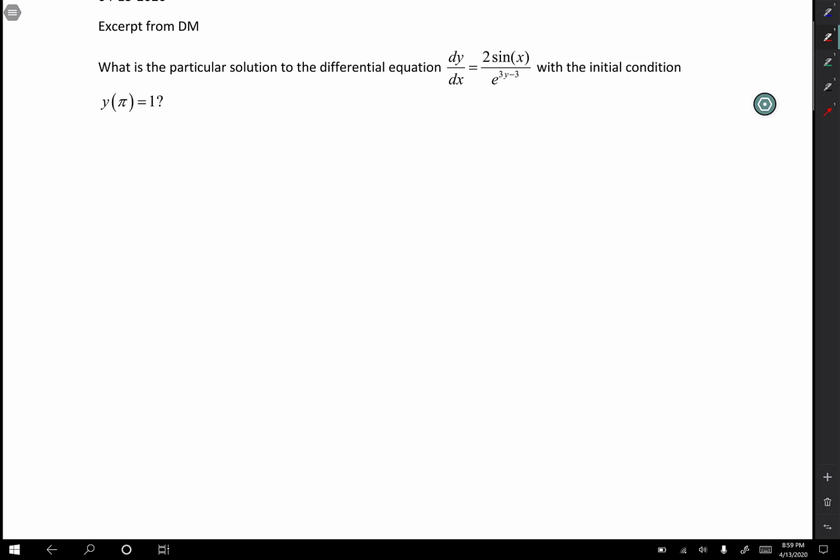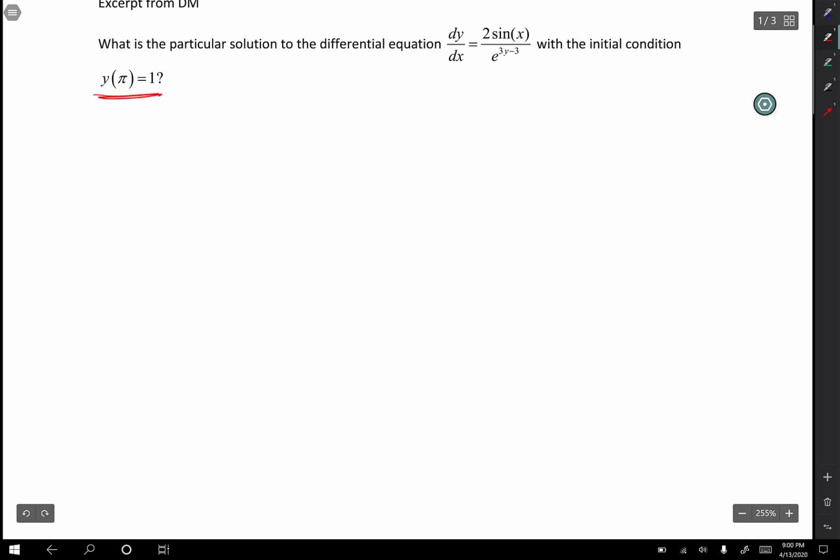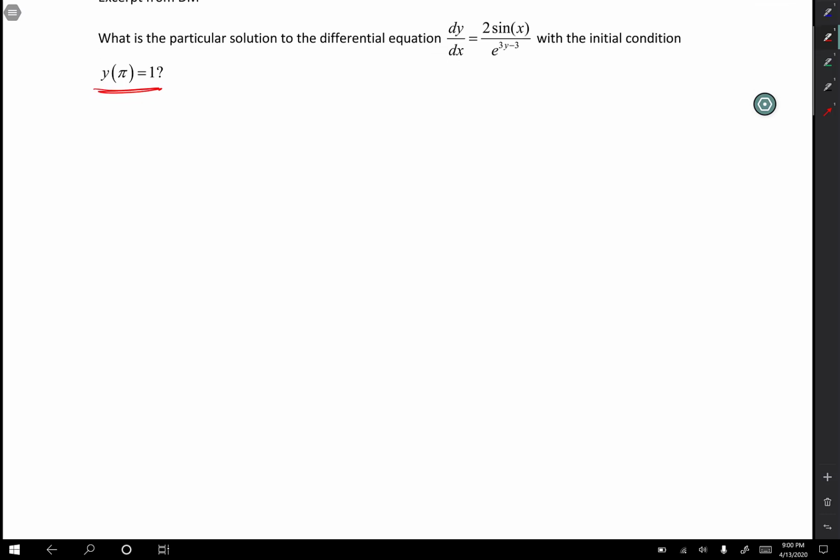What is the particular solution to the differential equation dy/dx equals 2 sine x over e to the 3y minus 3 with the initial condition y of pi equals 1? All right, so the way to do most of these, we're going to separate this differential equation, guys, because they want a particular solution. So they want y equals something.